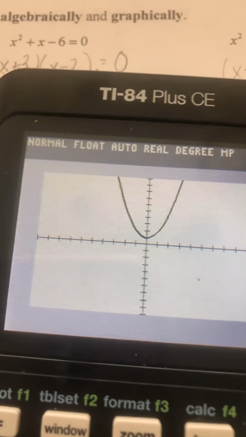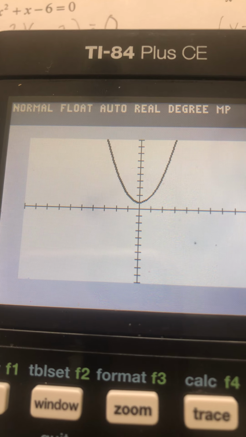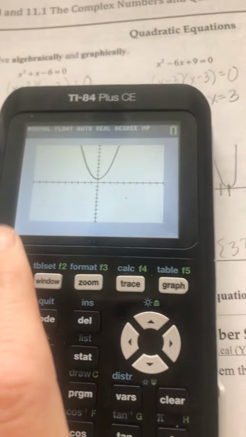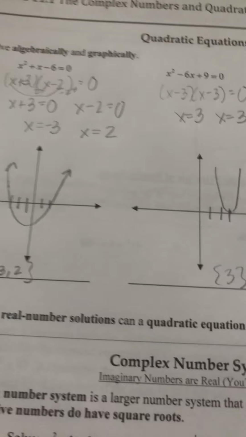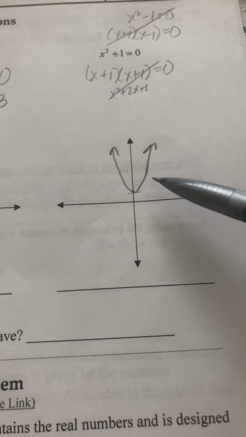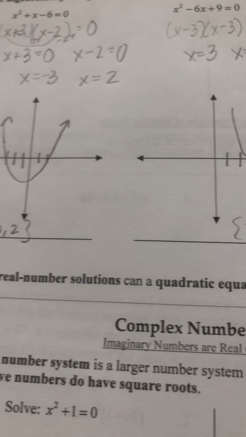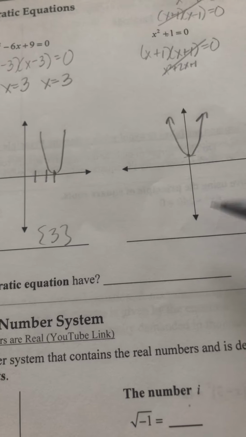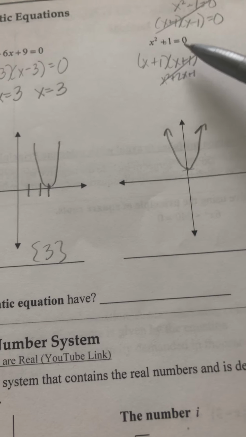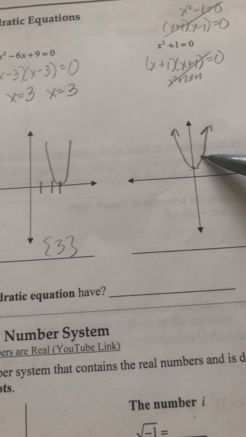An interesting thing about that is it does not cross the x-axis at all. So it doesn't have any x-intercepts. So how many real number solutions can a quadratic have? This does have solutions, but they are non-real. So this is considered 0 real solutions because it does not cross the x-axis at all. And that is a quadratic that we have not learned to solve yet. Okay, so this is 0 real number solutions.